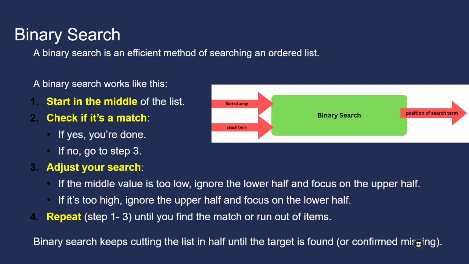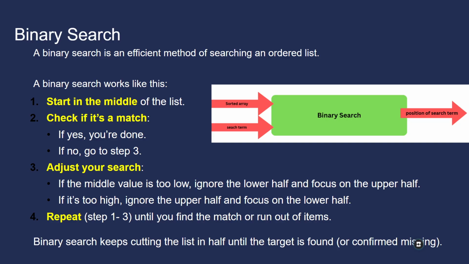Okay, so first thing you need to remember, a binary search is only possible if the list is ordered, if the list is already sorted. If it is not a sorted list, you cannot do the binary search, you can do the linear search. Binary search is more efficient than linear, but remember, it is only possible if the list is ordered.